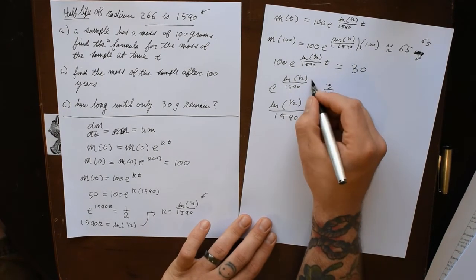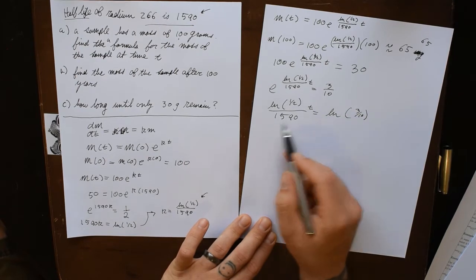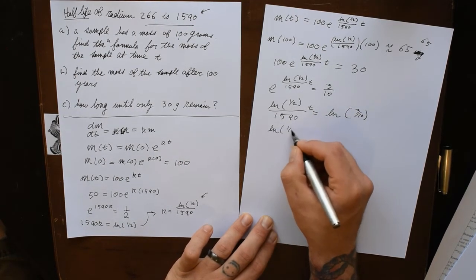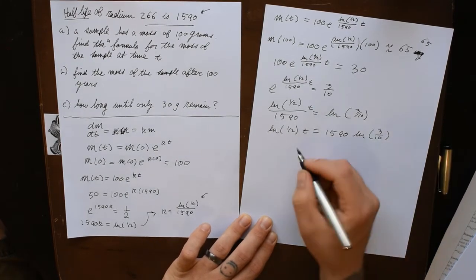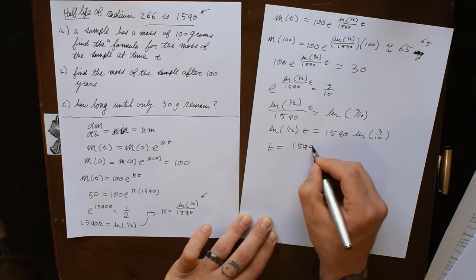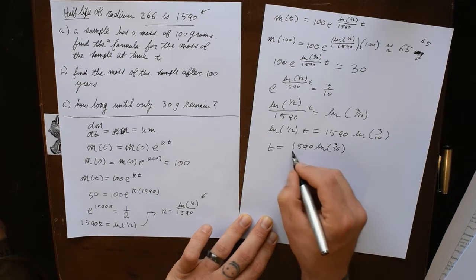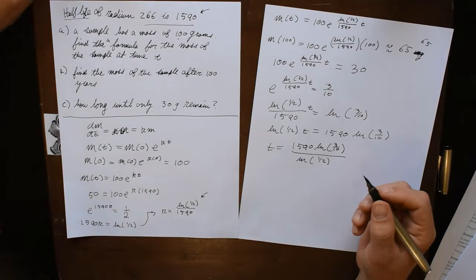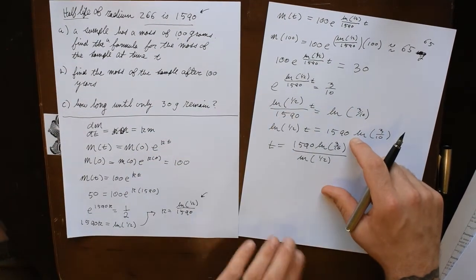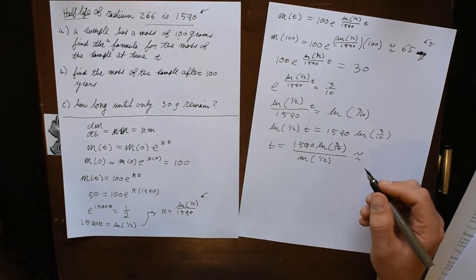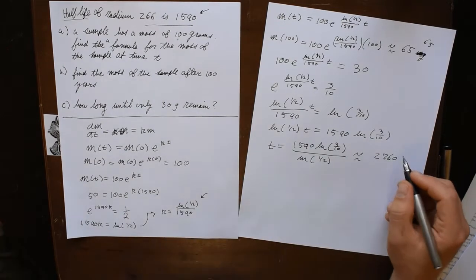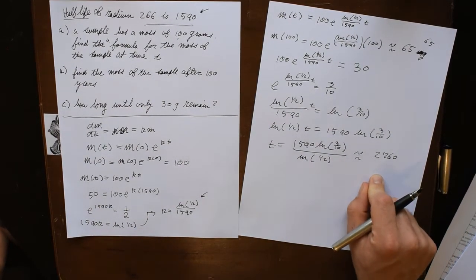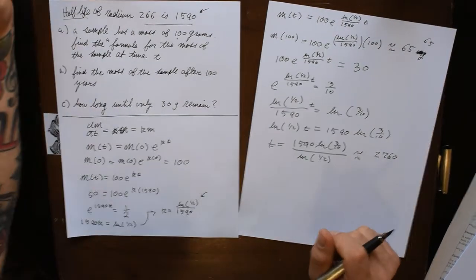Trying to solve for this value of t, I can multiply 1,590 to both sides to get the natural log of 1/2 times t is equal to 1,590 natural log of 3/10, so t is equal to 1,590 natural log of 3/10, divided by the natural log of 1/2. At this point, I would recommend plugging everything into your calculator at once. And that will give you 2,762, or approximately 2,762 years.